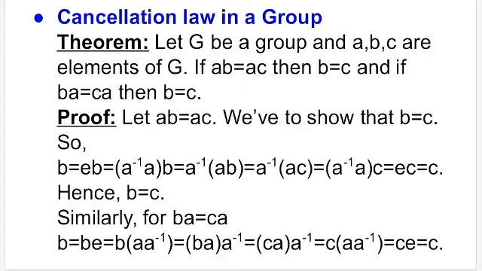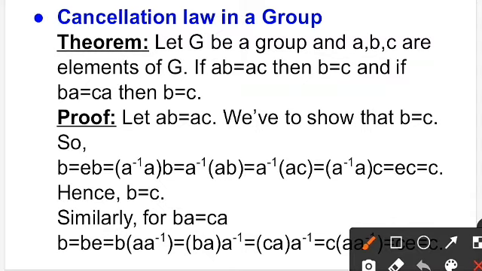The next theorem is called the cancellation law in a group. Cancellation law actually holds in a group, so we will prove it also. According to this theorem, if G is a group and A, B, C are elements of G, then if AB is equal to AC, then B is equal to C, and if BA is equal to CA, then B is equal to C.